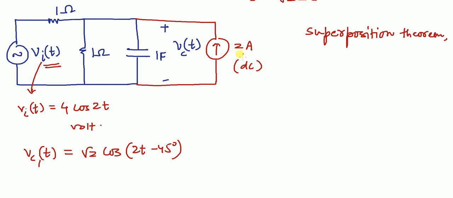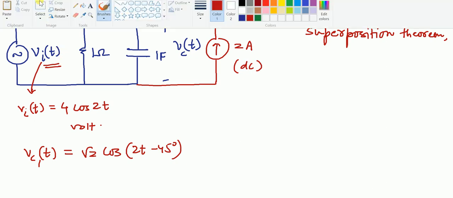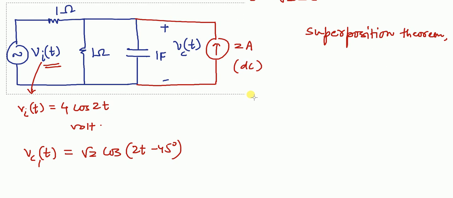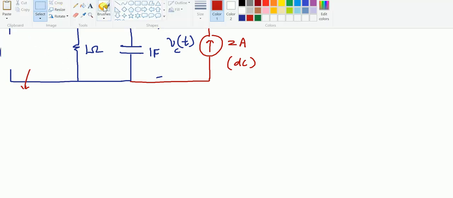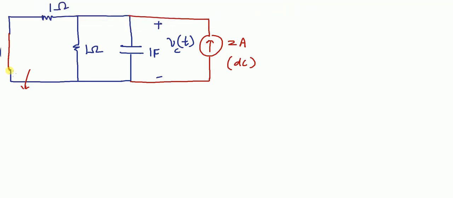Now we will consider the DC current source only, and when we consider DC current source only, then we will make this voltage source 0. Voltage source 0 means this voltage source is short circuited. So this path is short circuited.